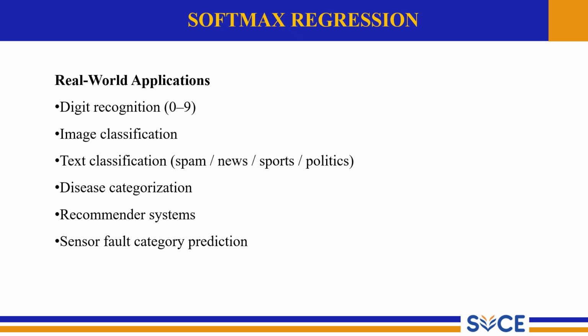Softmax regression is widely used in multi-class classification tasks across various domains. For example, digit recognition 0 to 9, recognizing handwritten digits in postal codes; image classification, categorizing images into multiple classes; text classification such as spam detection or classifying news into sports, politics, etc.; disease categorization, predicting medical conditions from patient data; recommender systems, predicting categories of items a user may like or dislike; and sensor fault prediction, classifying types of faults in industrial sensors.